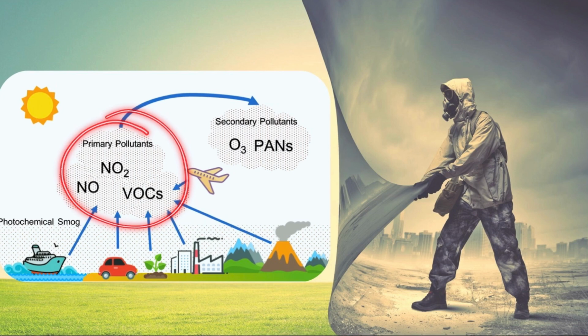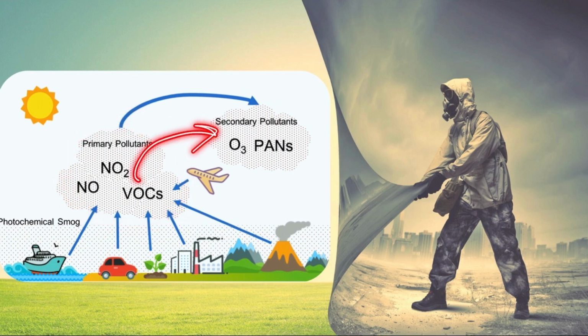Both these react together to form the secondary products, and one of these secondary products is ozone, whereas the other toxic secondary product is PAN, which is also called peroxyacetyl nitrate. So photochemical smog mainly contains these secondary pollutants at the end.